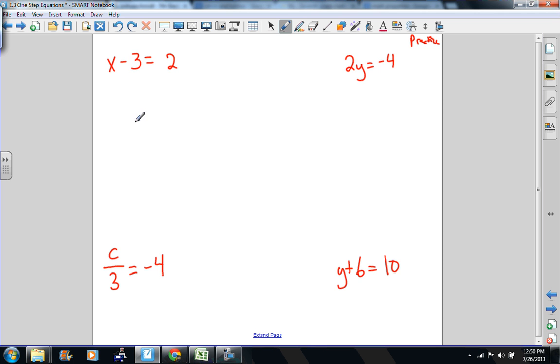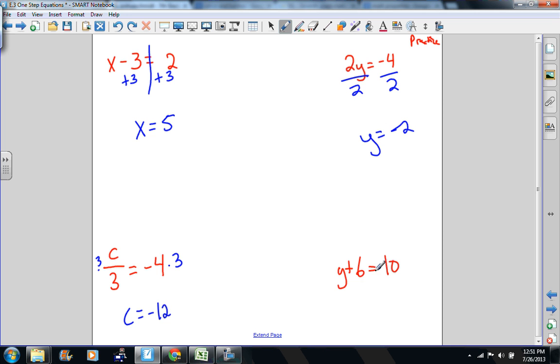Okay, for this one, I end up getting x equals 5 because we added 3 to both sides. This one we divided by 2 on both, and so I got y equals negative 2. Here I multiplied by 3 on both, and I got c equals negative 12. And here I subtracted by 6 on both, and I got y equals 4.